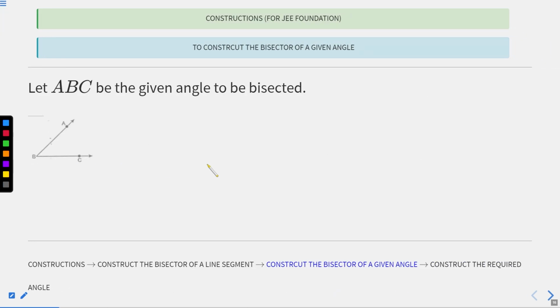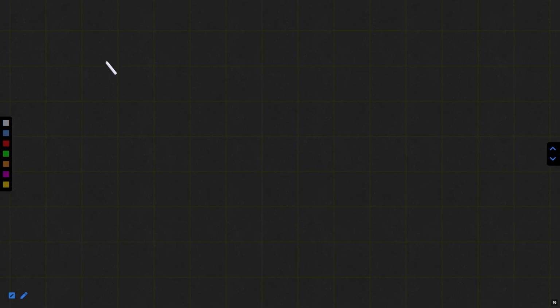Okay. Let's move to angle bisector. We have already seen that if we are given any line segment of any given length, we can easily draw a perpendicular bisector of it. Now we will talk about the angle bisector. Bisected means the angle is divided into two equal parts. So first, what is an angle? Let me give you a brief definition for it.